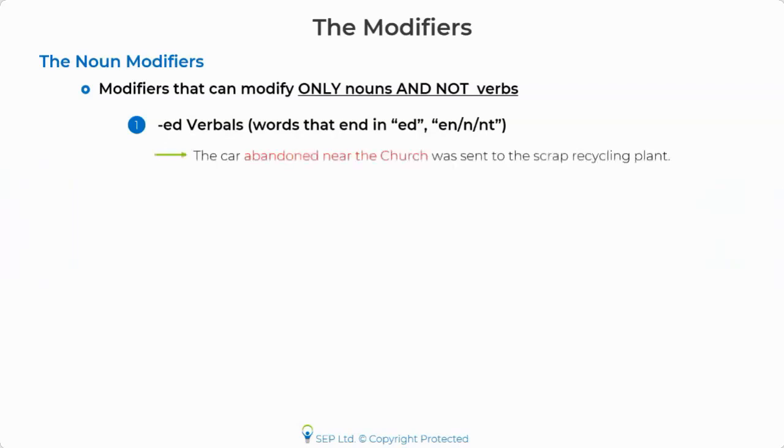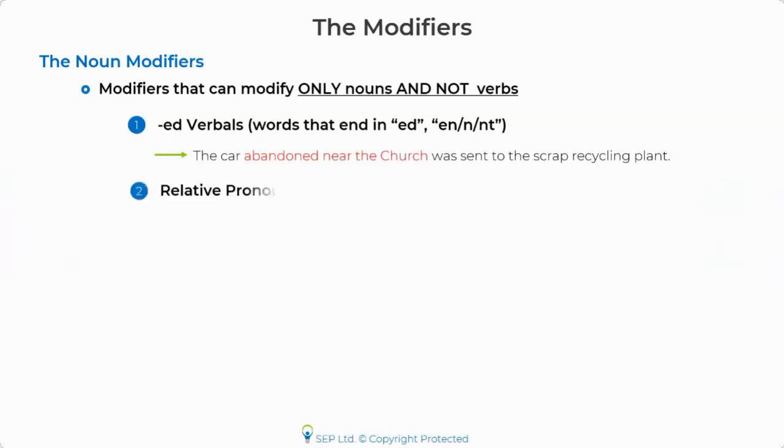Look at this sentence. The car abandoned near the church was sent to the scrap recycling plant. Here, the main sentence is the car was sent to the plant, and abandoned near the church actually gives me information about the car. Where was it abandoned? Near the church, okay? So a small trick is you ask yourself who abandoned, what abandoned. If you get a proper doer of the action, then abandoned is a verb. But if you don't get a doer of the action, then it's not a verb.